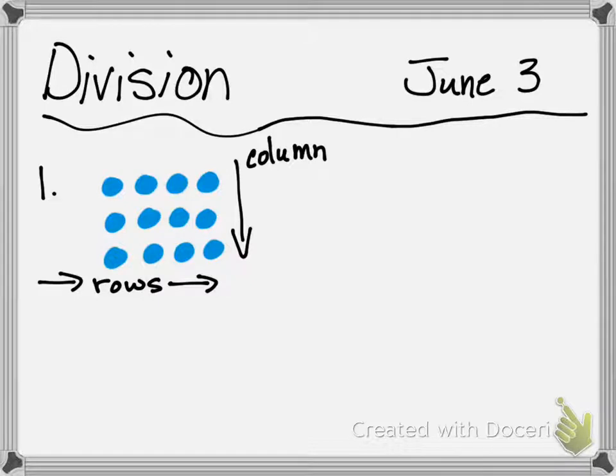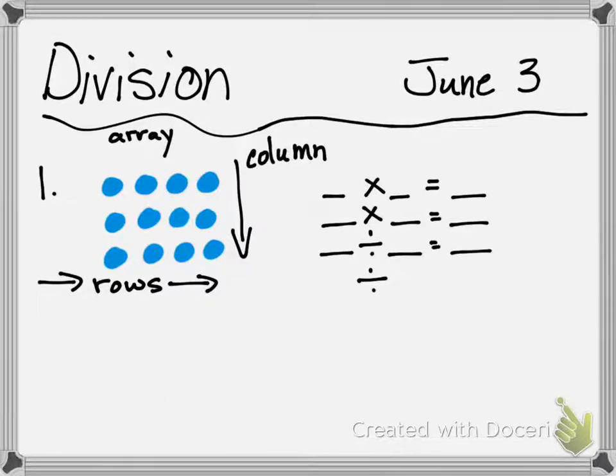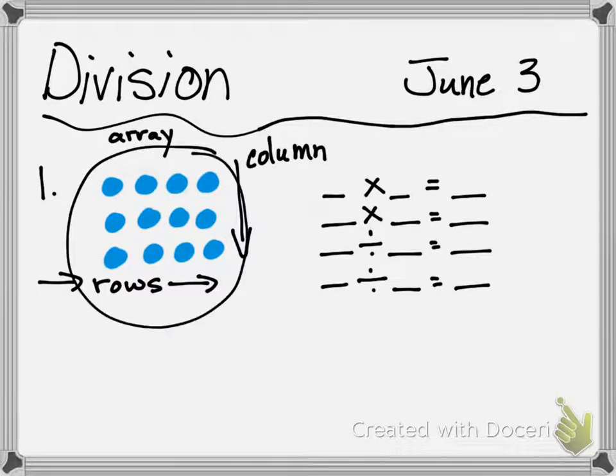Okay, what I would like you to do beside it is see if you can write all 4 fact family sentences that describe this array. Okay, this is called an array. And so you should have 2 multiplication sentences and you should have 2 division sentences. So something times something equals something, something times something equals something, something divided by something equals something, and something divided by something equals something. But they all have to be based on this. Okay, so pause the video and see how many sentences you can come up with.